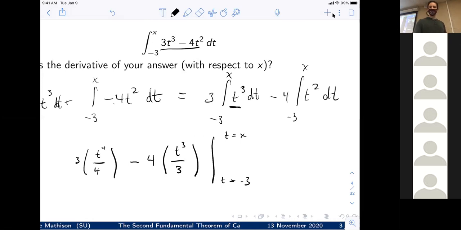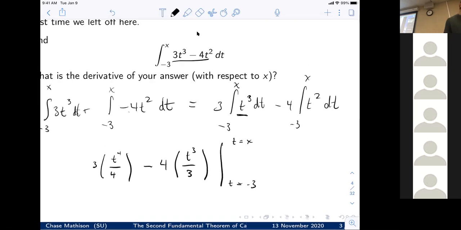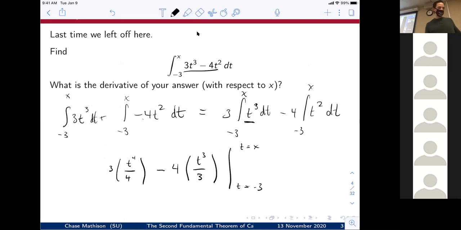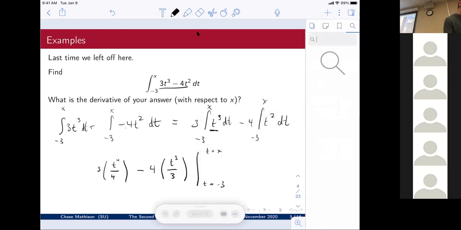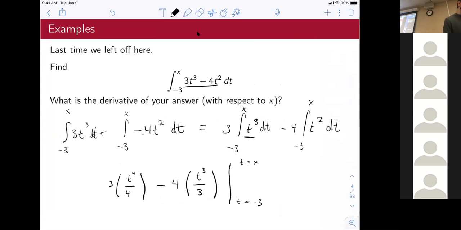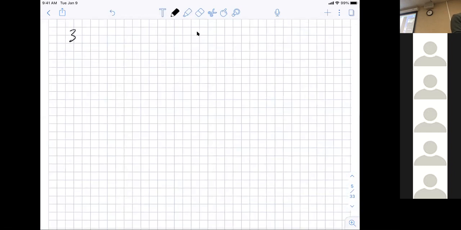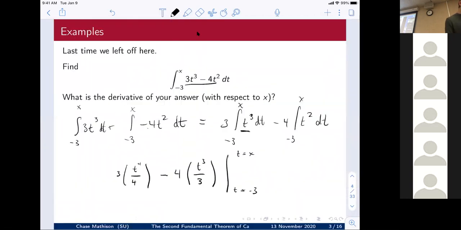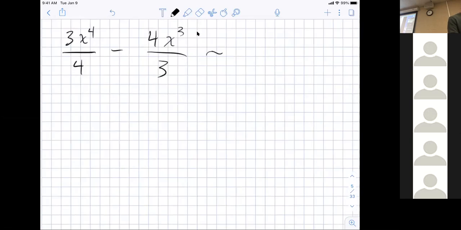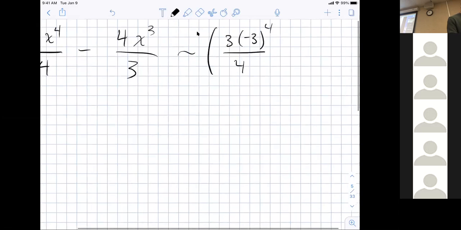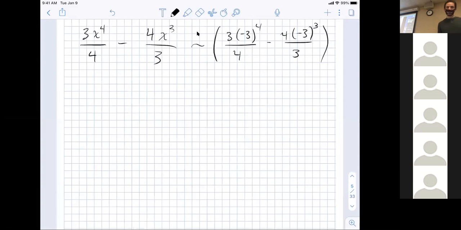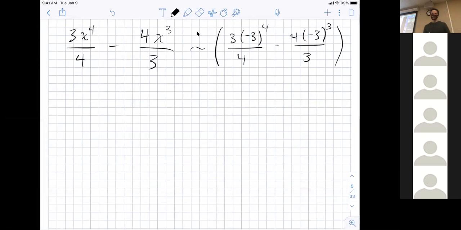Okay, so any questions so far? All right, when I plug in t equals x, not a lot changes here. It's just I get an x instead of a t, right? So this is going to become 3 times x to the 4th divided by 4, minus 4 times x cubed over 3. And then minus, when I plug in -3, 3 times -3 to the 4th divided by 4 minus 4 times -3 cubed over 3. Any questions on this so far?